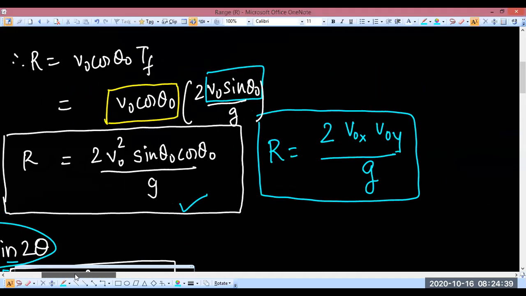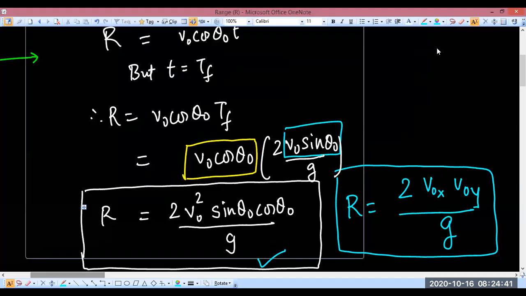Okay, yeah, so which formula to remember for range? All of these.